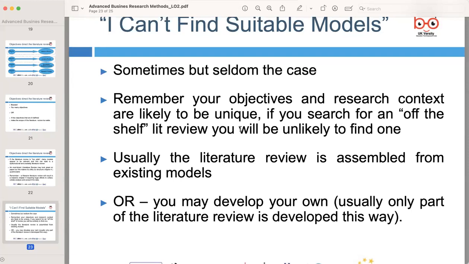However, there might be instances where the existing models fall short in capturing the entirety of your research objectives. In such cases, you have the option to develop your own model, but keep in mind that this is usually only a part of the literature review process.